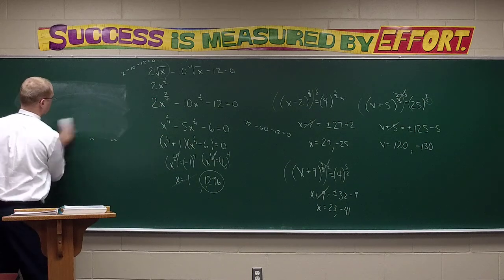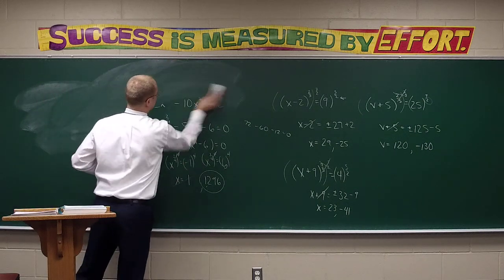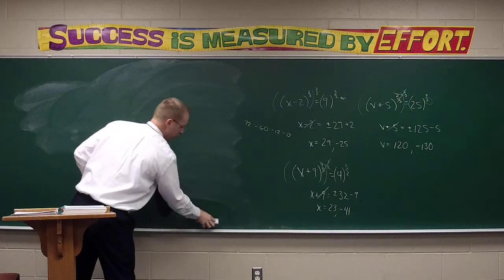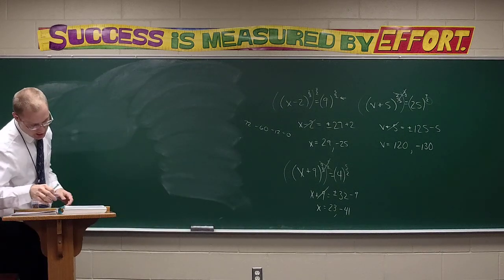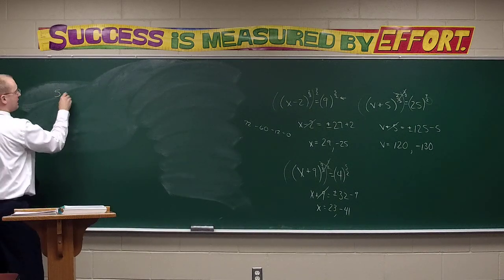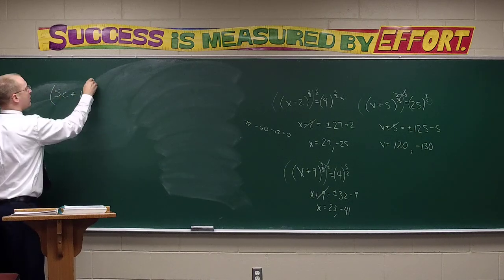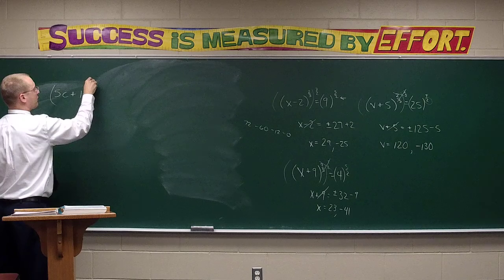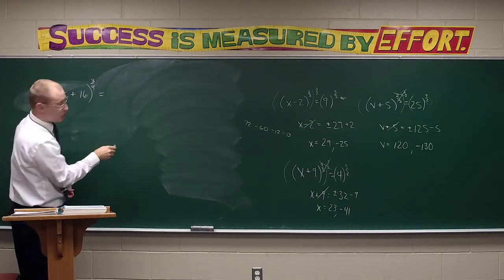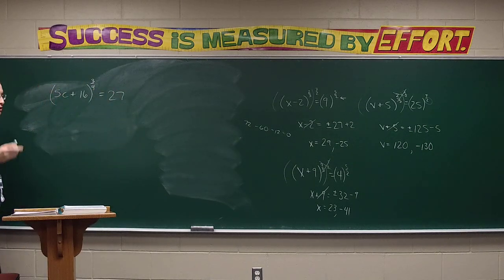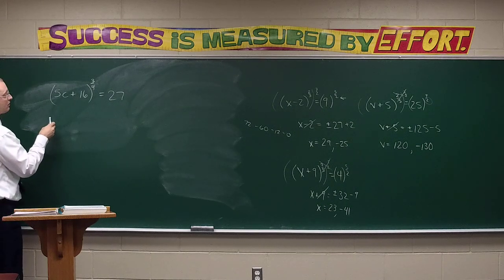Let's see. Give myself a little bit more room. Next up was 28, where we had (5c + 16)^(3/4). That's a 3, it just didn't look like a 3. Equal to 27, and let's go to Abby. You multiply everything by the reciprocal of 3/4.